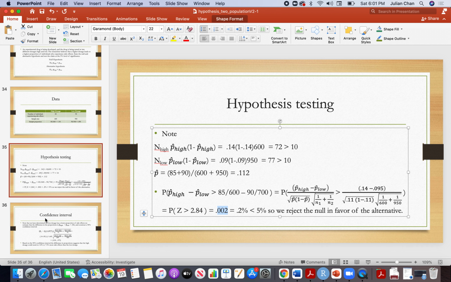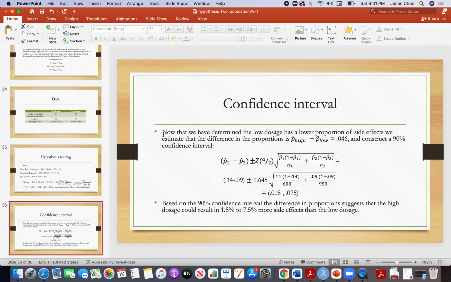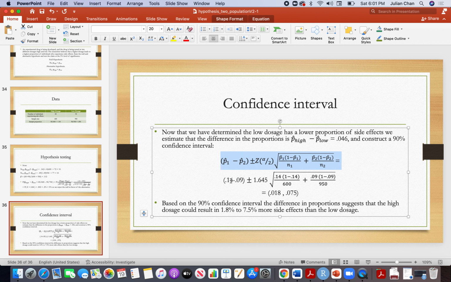Now, a confidence interval here would also be informative. So we go ahead and we calculate the confidence interval. And we use this nifty little formula that we stated, and then we just plug in the values, and we get 0.018 to 0.075, or 1.8% to 7.5%. So it says the difference in proportion of individuals that experience side effects could be as low as 1.8% or as high as 7.5% more.